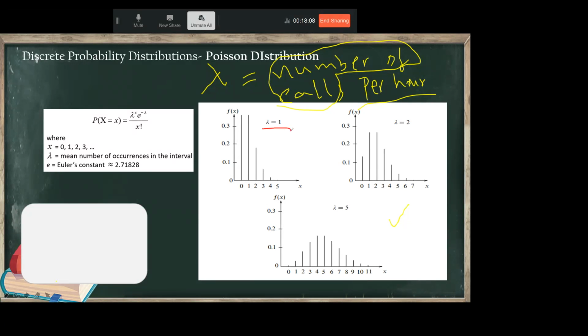See, if lambda is 1, lambda is 2, it's getting symmetrical, and lambda is 5, it becomes symmetrical. It means normal. But as we get lambda smaller and smaller, the shape moves to positively skewed. So distribution shape depends on the parameter.